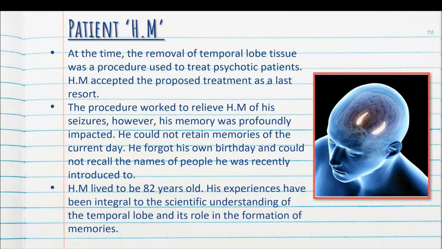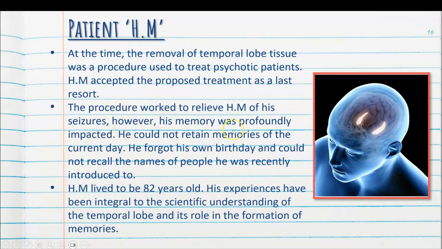So lobotomies were common back then, and an experimental surgeon thought that removing the hippocampus of HM would definitely alleviate the symptoms of epilepsy, but they weren't really sure what would happen after that. So this surgery was purely experimental to see what would happen. So HM accepted the proposed treatment as a last resort. So the procedure worked to relieve HM of his seizures.